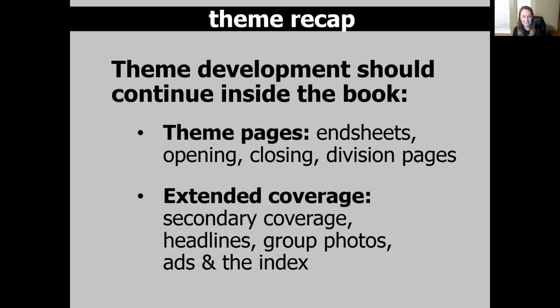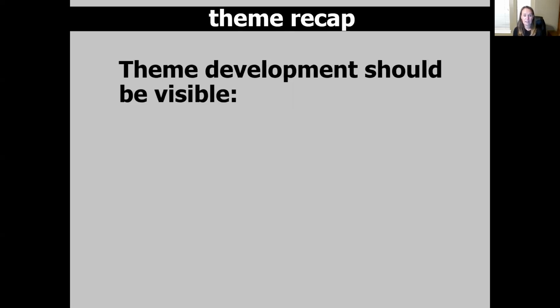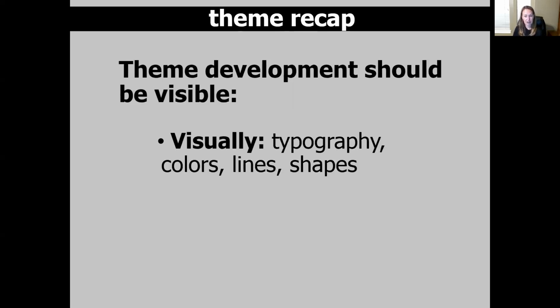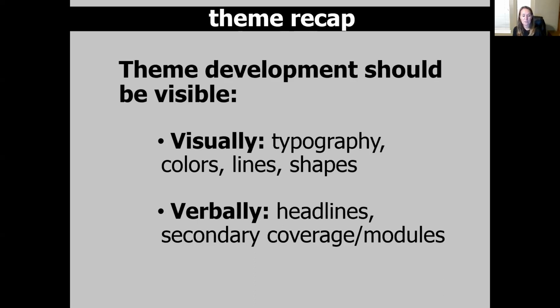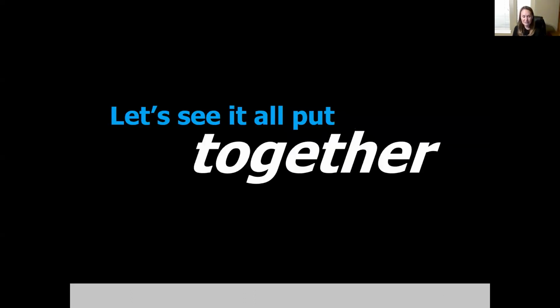You can also have extended coverage. So in your secondary coverage modules, your little sidebars, quote boxes, things like that, your headlines, your group photos, and even your ads in the index, they can all be theme related. Theme development should be visible in your typography, which is your font selections, your colors, your lines, and your shapes. It needs to be visible verbally as well in your headlines, in your secondary coverage, and your modules. So let's see some examples and put it all together.